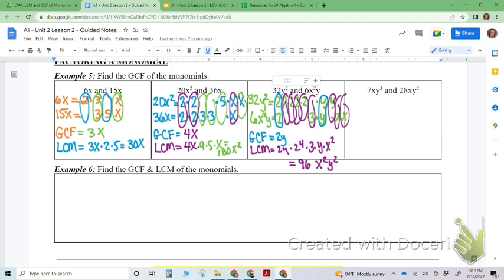Looking for things in common, they both have a 2, they both have a y. That's what I showed in the blue there. So the GCF is the 2y. LCM is the GCF, so 2y, times all of the extra columns. That's what I circled in the purple.